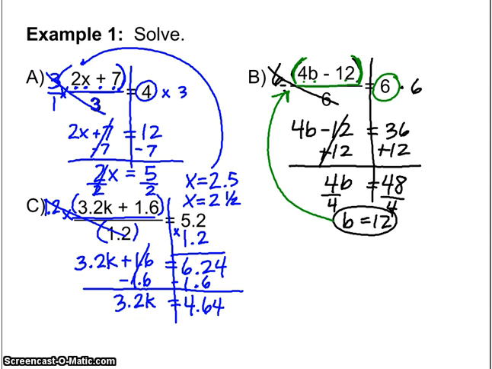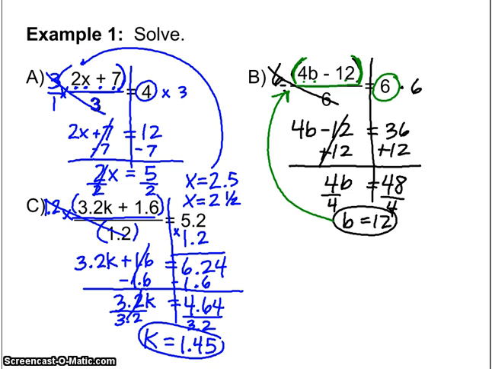4 64 hundredths. Okay. And again, k is being multiplied by 3 2/10, so we need to divide both sides by 3 2/10. Okay, cancel out, and we finally get an answer of 1 45 hundredths.